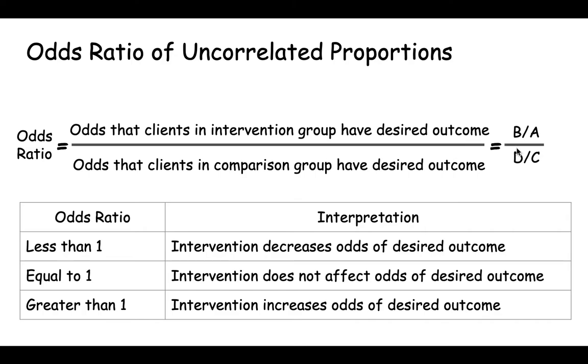What we're comparing is the odds that the clients in the intervention group had a desired outcome to the odds that the clients in the comparison group have the desired outcome. And again, 1 is our critical value here. If the odds ratio is 1, that means there's no difference in the likelihood. If the odds ratio is less than 1, that means that our intervention group is decreasing the likelihood of getting a positive outcome, or our desired outcome. An odds ratio greater than 1 means that it's increased the odds of that desired outcome.